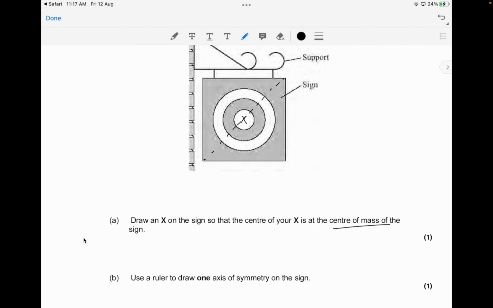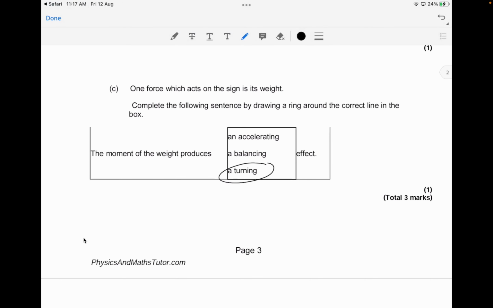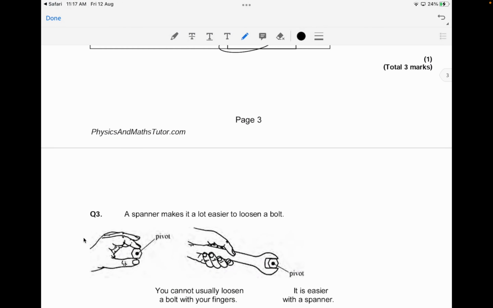Now, one force which acts on the sign is its weight. Complete the following sentence by drawing a ring around the correct line in the box. The moment of the weight produces a turning effect. You have to remember, here's a tip, that moment is the turning effect of a force. That's what moment means. Let's move on to the next question.